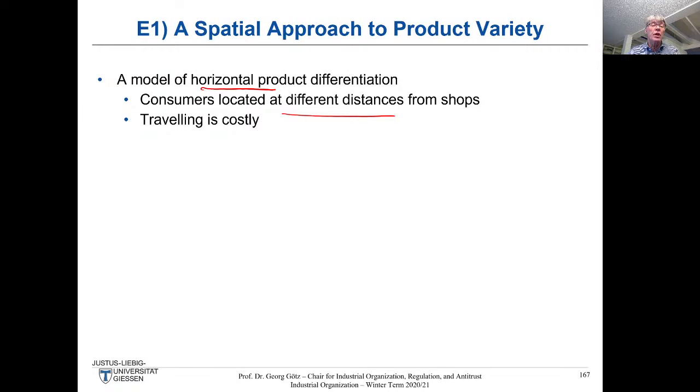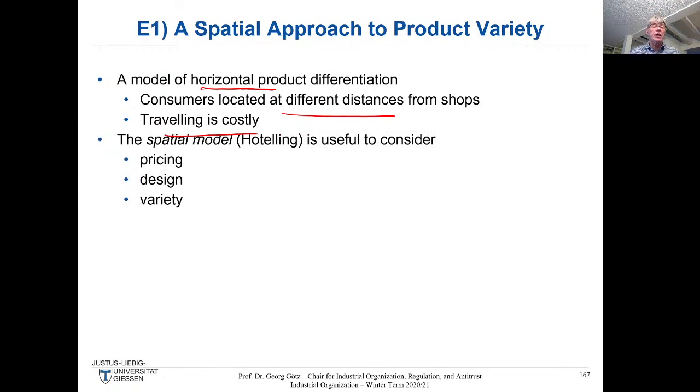If you want to get your croissant on a Saturday morning, it's very nice if your bakery is next to your house and you don't have to travel for 3 kilometers, because traveling is costly. And that's what we want to look into right now. It's a so-called spatial model, and it dates back to Harold Hotelling, who set this model up in a paper published in the Economic Journal in 1929.